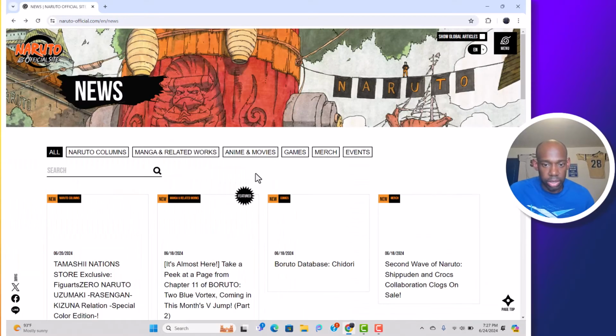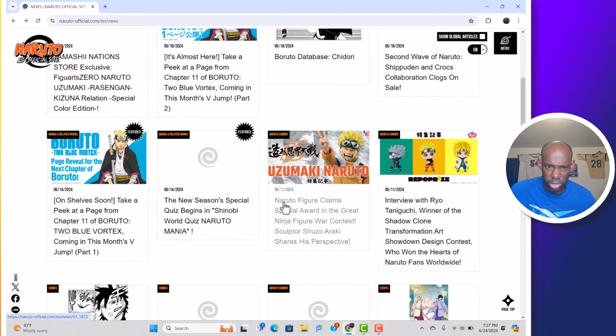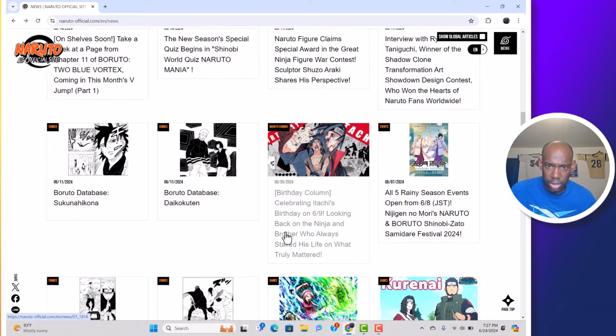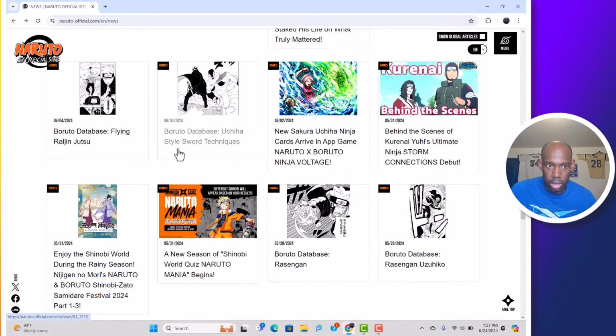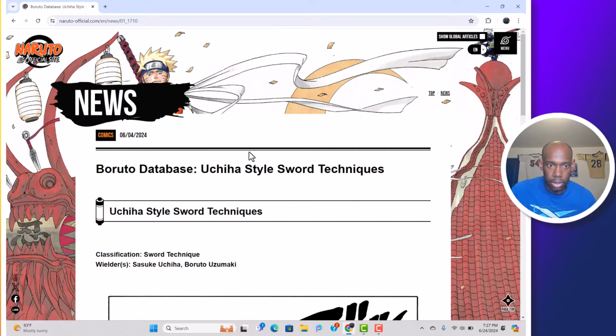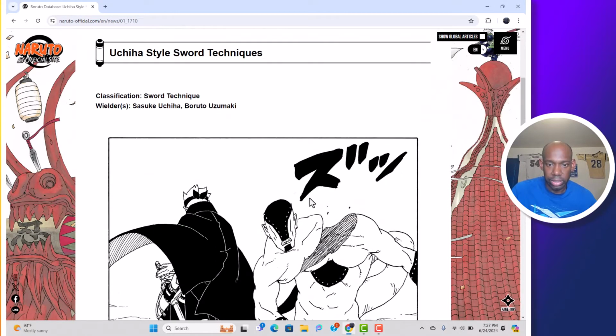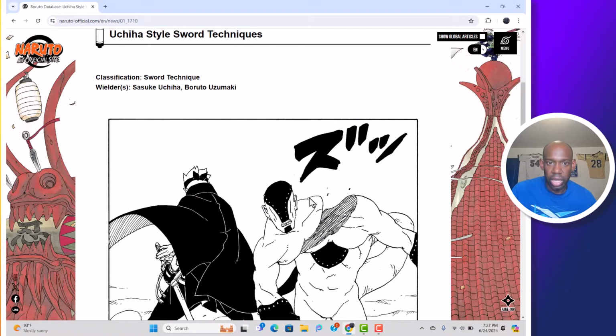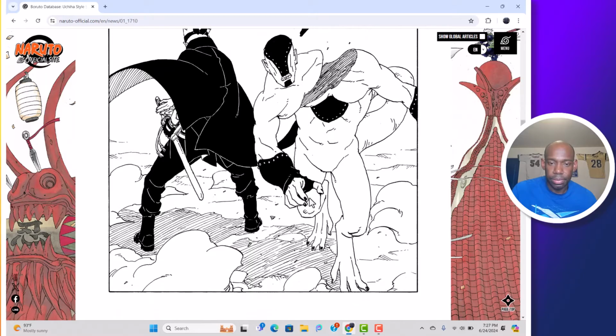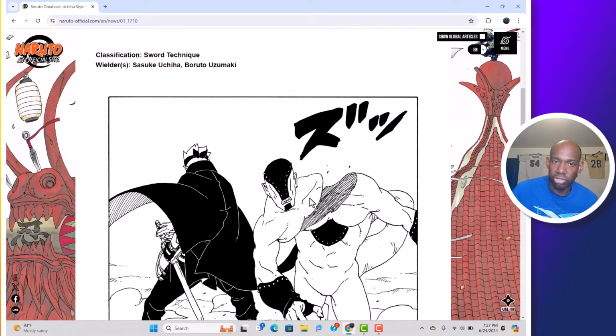Okay, hold on, it's finally coming up. Now, this one. So, Boruto Database: Uchiha style sword technique. Classification: sword technique. Wielders: Sasuke Uchiha and Boruto Uzumaki. Sarah is not on there because she hasn't trained with the sword, or we haven't seen her train with the sword.